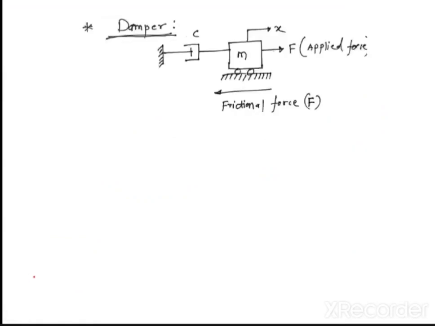And the last is nothing but a damper. Now take an example of a damper. Consider a mass M, and let us say F is the applied force. X is the displacement in the direction of the applied force. And let us say this is the damper C, an external damper connected to the mass M. Now let us say this is a frictional force. Damping means what? It is one type of frictional force. This frictional force is also called a damping force.